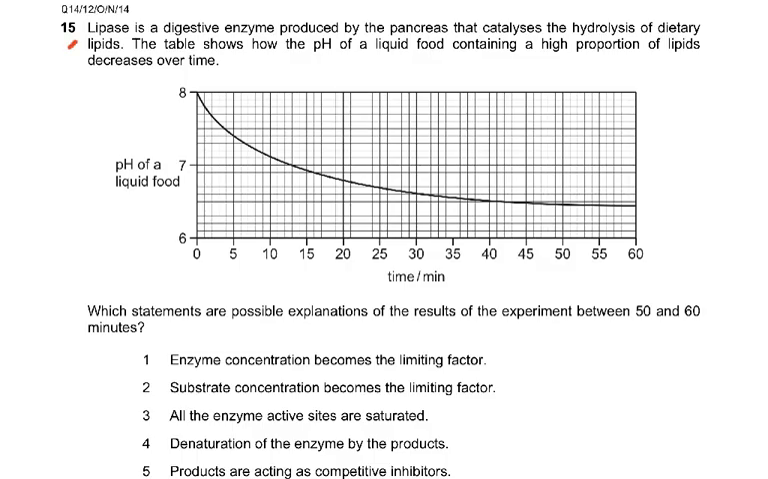So between adjacent R groups holding the tertiary structure are disrupted. Question 15. Lipase is a digestive enzyme produced by the pancreas that catalyzes the hydrolysis of dietary lipids. The table shows how the pH of a liquid food containing a high proportion of lipids decreases over time. Because you see, lipids are fats or triglycerides. They're broken down into fatty acids and glycerol. So fatty acids are going to lower the pH. So pH of a liquid food and then time in minutes, and you can see how the pH is decreasing from 8 to 7 and then going down to about 6.5.